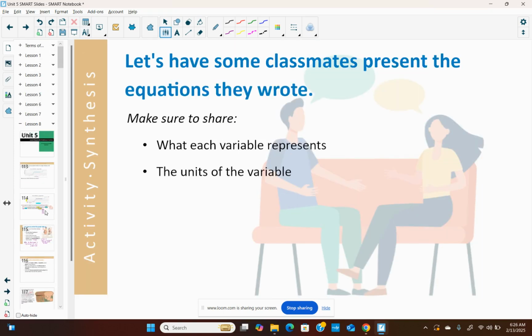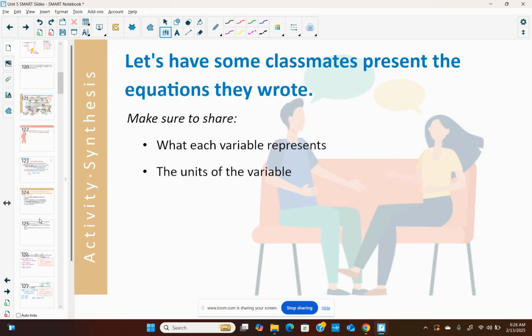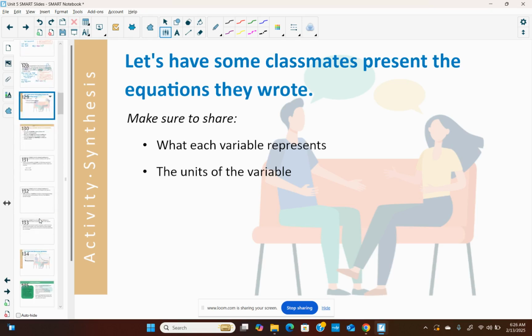All right, so then you can just talk to your neighbors about the variables and the units of the variable. I already went over them, but if you want to see if anybody used any different variables in your class, you're welcome to ask them that.